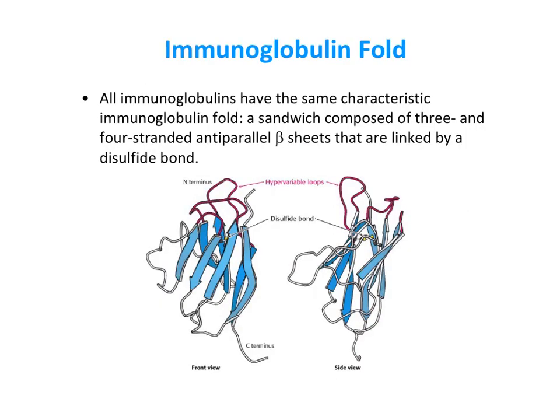All immunoglobulins have a characteristic immunoglobulin fold, which is a sandwich-like structure composed of 3- and 4-stranded antiparallel beta sheets that are linked by a disulfide bond. So here would be the front view, and this is the side view. So here you see slightly different colors of blue, but you have a 4-stranded antiparallel beta sheet here connected to a 3-stranded antiparallel beta sheet with this disulfide bond.